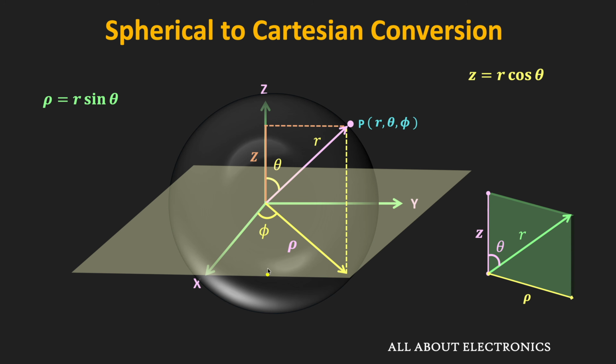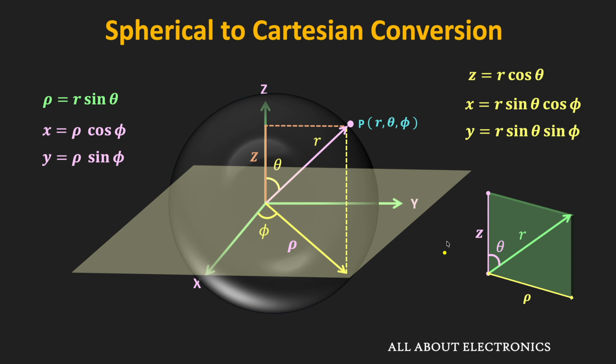Now, if we take the projection of this rho on the x-axis, then x corresponds to rho cos phi. Likewise, if we take the projection of rho on the y-axis, we will get the y component, which is equal to rho sin phi. We already know that rho is equal to r sin theta. So we can say that x is equal to r sin theta cos phi, while y is equal to r sin theta sin phi. In this way, we got the coordinates x, y and z in terms of the coordinates r, theta and phi.